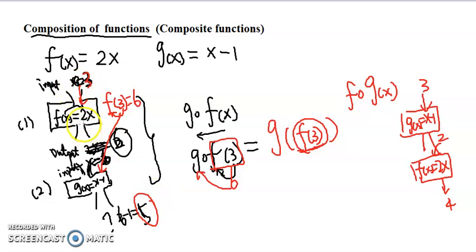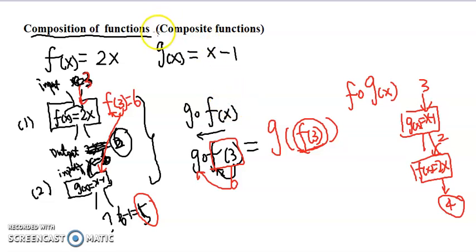This is different from what we got previously. 3 goes through the first F, we got 6. 6 goes through G, we got 5. But when the order is switched, as you can see, we get different answers. So we have to make sure we know which one goes first. When we talk about composition of functions, you may have 2 different orders.